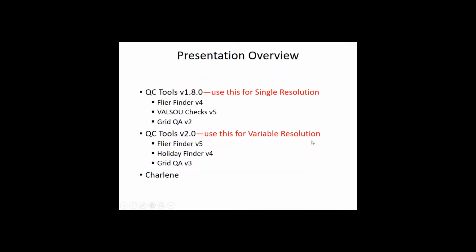Here's an overview of what I'm going to be talking about. QC Tools version 1.8. This is what's intended to be used for single resolution grids, and the updates that we've had to this version are in Flier Finder, the Holiday Finder checks, and the grid QA. I'm going to be talking about that first, and then I'll get started on QC Tools 2.0, which is intended to be used just for variable resolution grids.